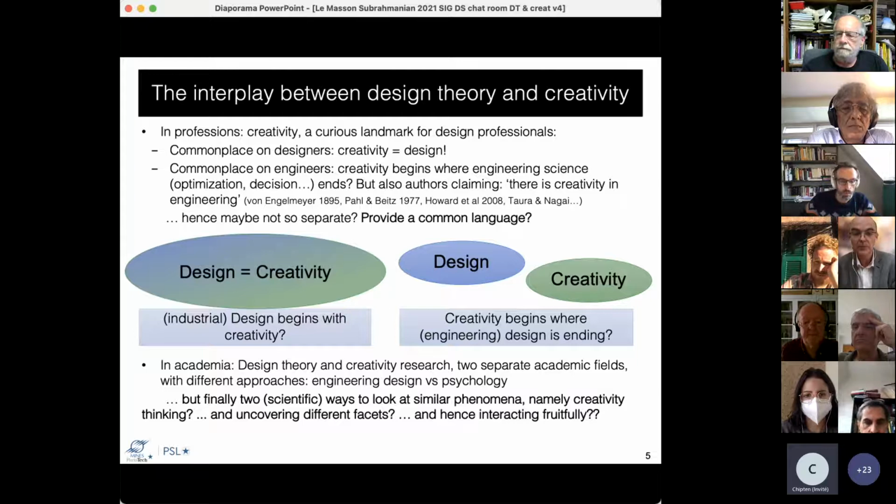So what does it mean to interact fruitfully on the creativity topic?